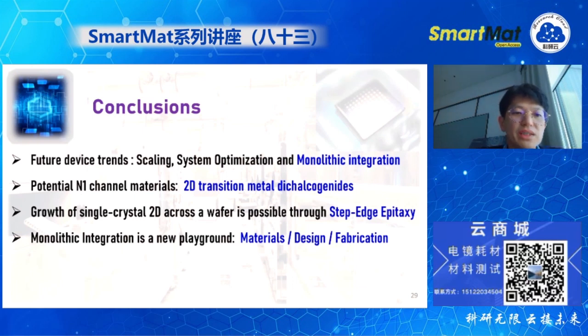And for a potential N1 technology node, channel materials, 2D transistors, metal dichalcogenides like MoS2, tungsten sulfide, and tungsten selenide could be quite good choices for the time being. Growth of single crystal 2D material across a wafer is possible, if we can properly adopt the theory of step edge epitaxy process. And finally, monolithic integration is a new playground because it requires a lot of new materials, new design, and also innovative fabrication processes.